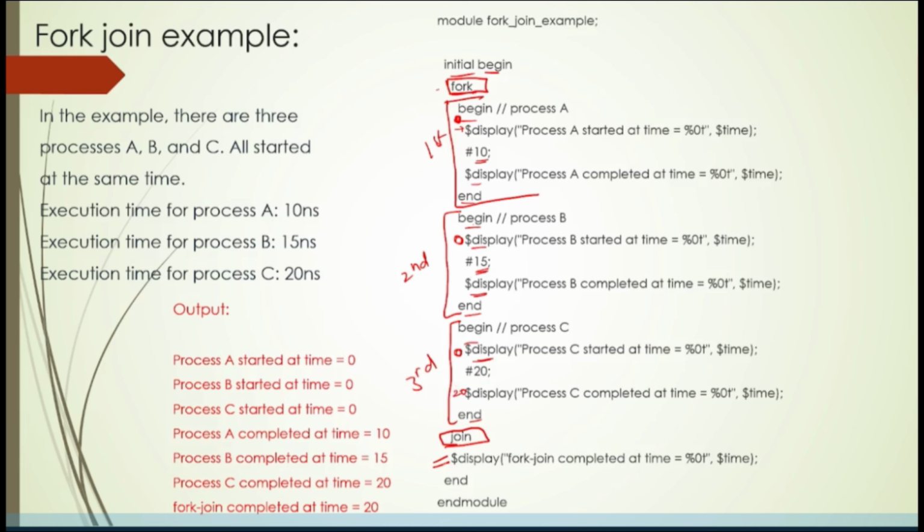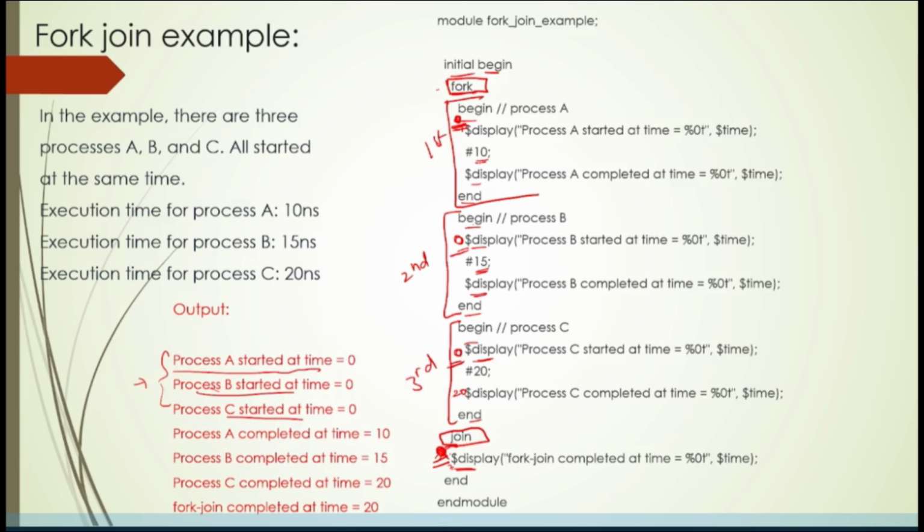Even though the display statement A after the fork join is not having any delay, so it should also work at 0 time delay, but let us see what is happening. Within the fork join, what are the things at 0 time delay? Process A, process B, process C started at time 0, so these three display statements are executed because they started at 0 time.